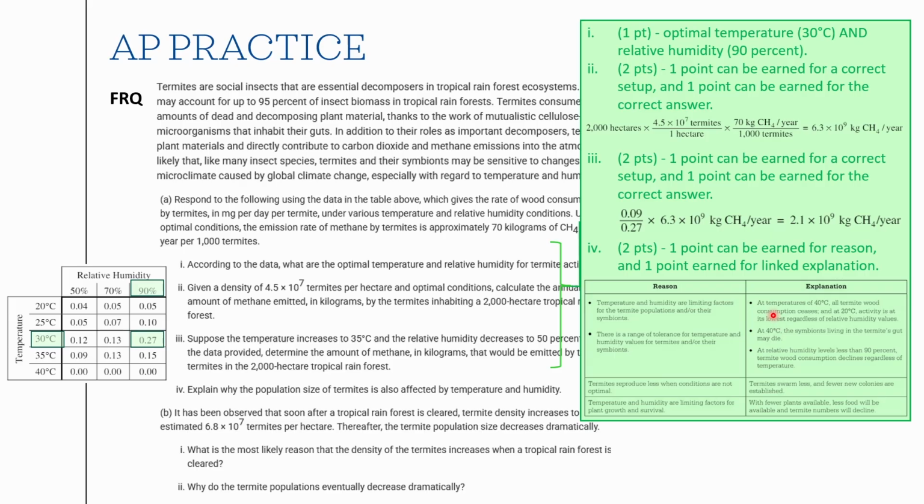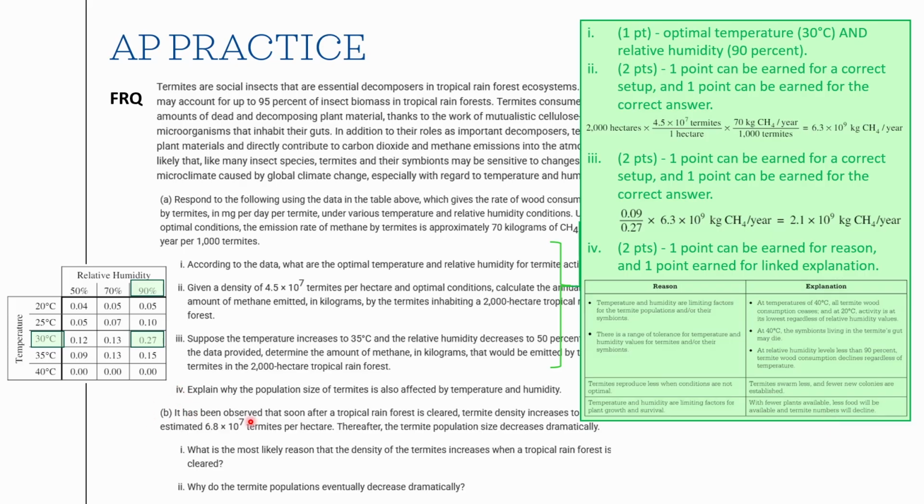The explanation is, well, at a temperature of 40 degrees, all termite wood consumption ceases. And at 20 degrees Celsius, the activity is the lowest regardless of humidity levels, right? So temperature has an impact on the rate. These are the explanations. Another potential reason is that termites reproduce less when conditions are not optimal, right? And so they swarm less and fewer new colonies are established. Third reason, temperature and humidity are limiting factors for plant growth. So therefore, with fewer plants available, well, there's less habitat for the termites to consume and take hold of.